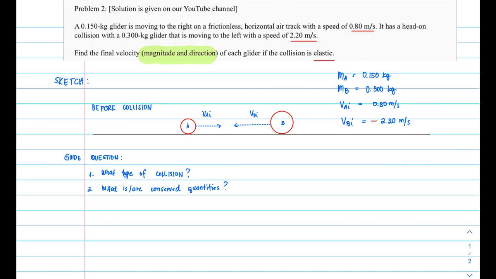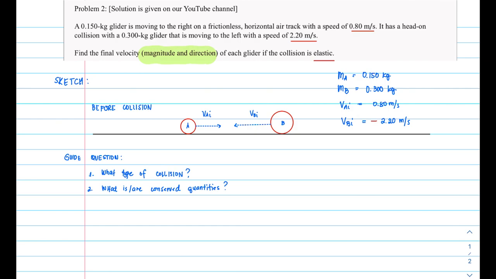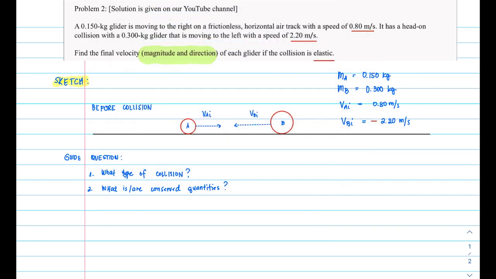As you know, in our class, the very first thing that I always say and encourage is to have a sketch of the problem in order for you to have a mental picture of the problem that you are trying to solve. Now, in this case, I already illustrated something here, and this A that you are seeing represents the 0.150 kilogram glider, so that is my representation for glider A.